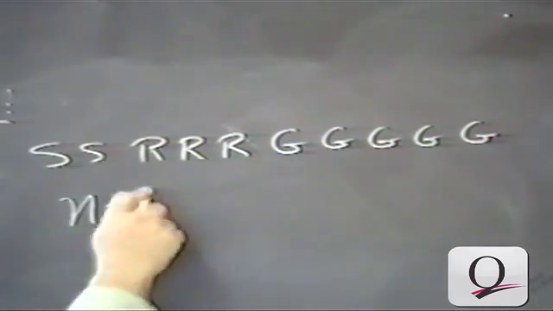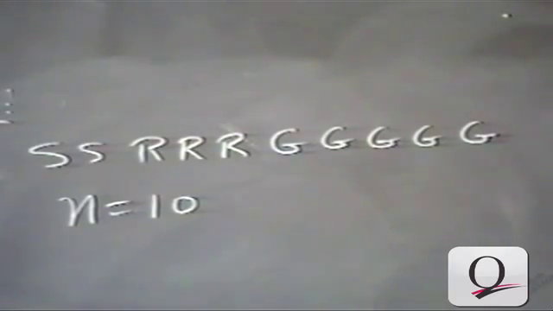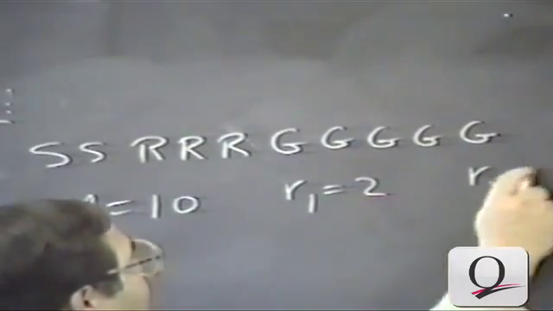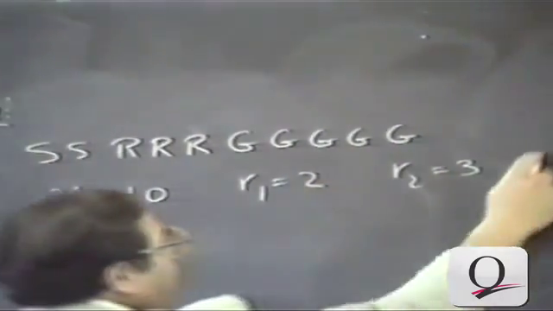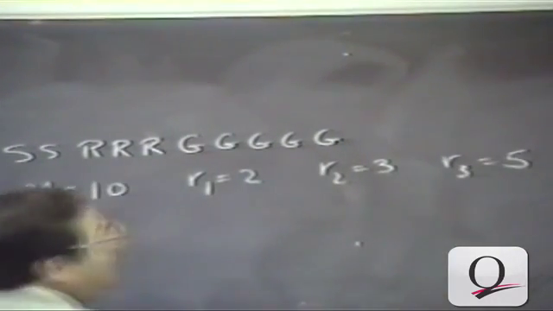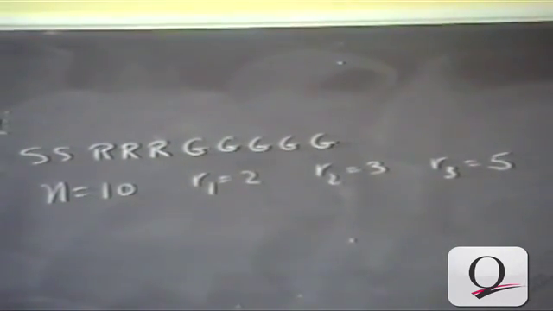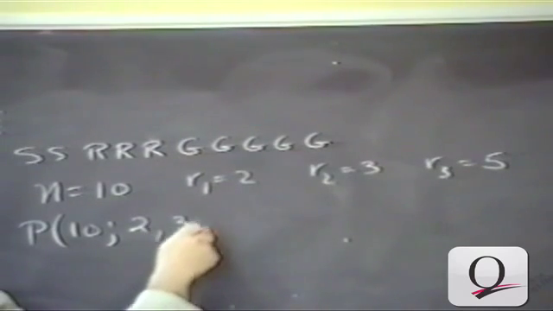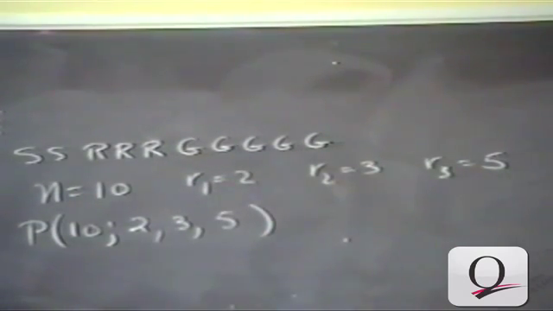Assuming that the Sony sets cannot be told apart from the Sonys, the RCA from the RCA, and the General Electric from the General Electric. So you have 10 objects. You have 3 different kinds now. The first kind consists of 2 objects, the next of 3, and the third kind, 5 objects. So the total number of permutations is P(10; 2, 3, 5).